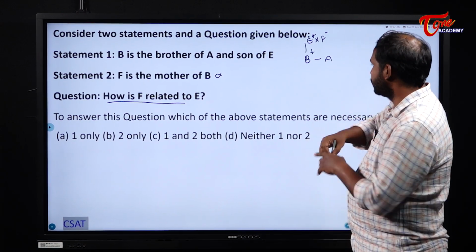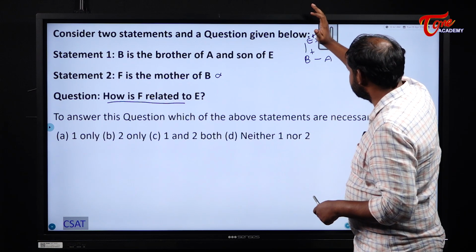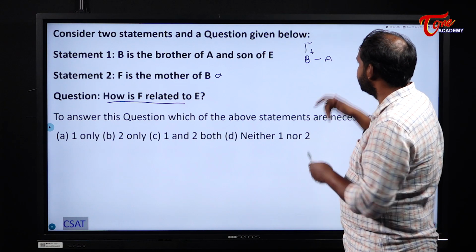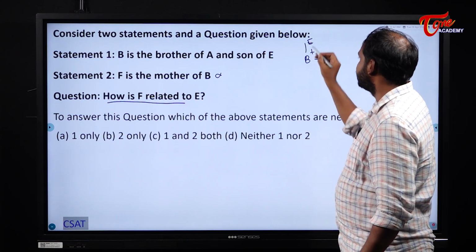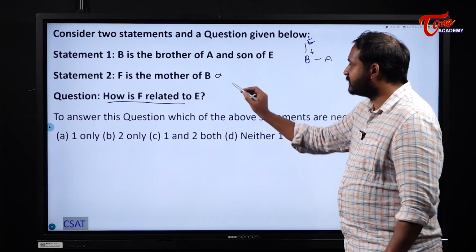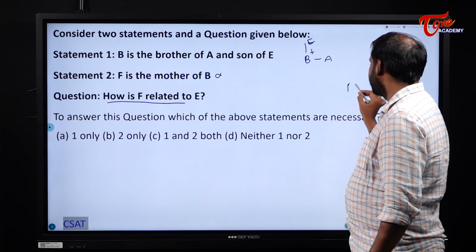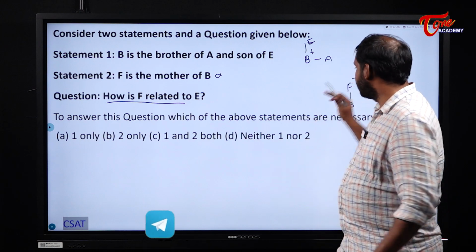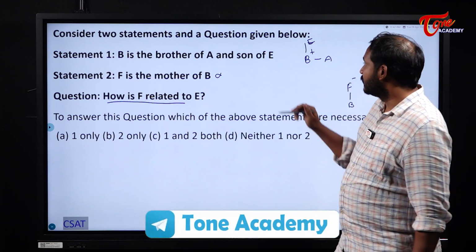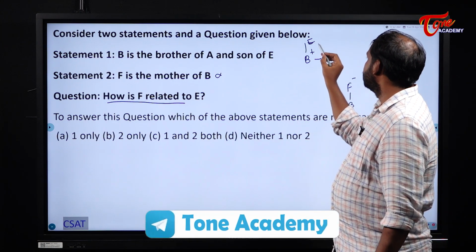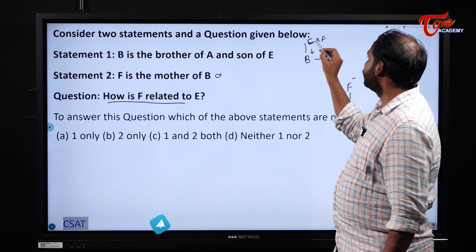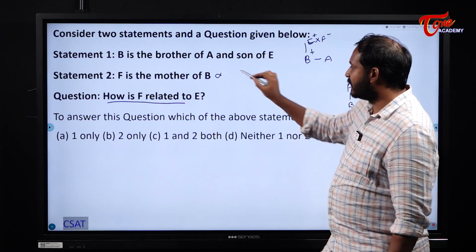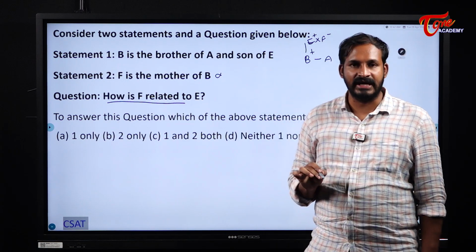First of all, see here students, this is my first statement. I don't know the gender of E also. Just by the first statement, I can tell this one. Now, only second statement, F is mother of B. Here, E is not there. Now, I will combine these two. That means, obviously, F will become wife for E. By combining both the statements I can tell my answer, right?